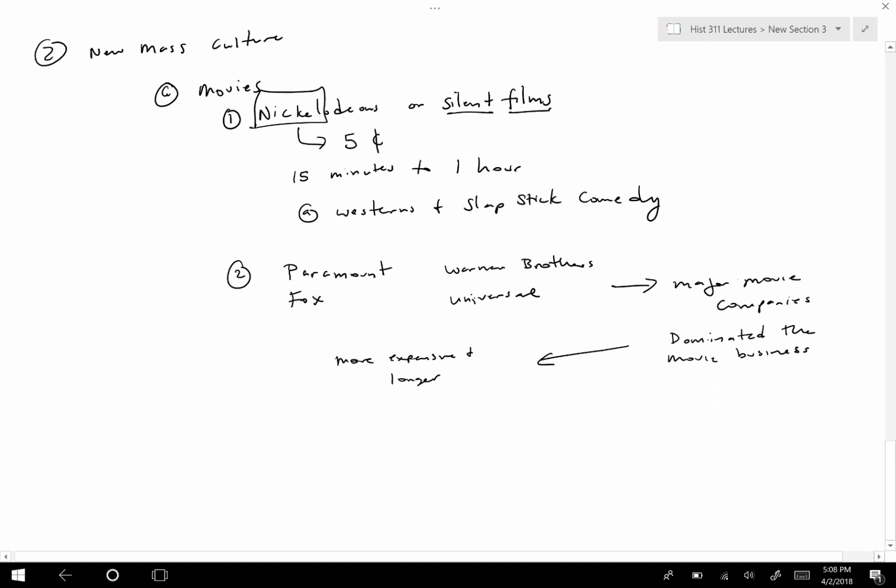Now, when the Nickelodeons and silent films were made, I'll just put it under here, 3. How it worked is the director was the famous person or known. There wasn't really a famous or known individual movie star yet, rather than the director. Right, because it was about the director and what they put forth and whatnot.